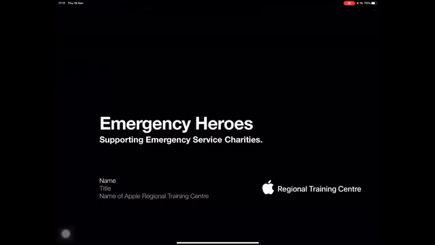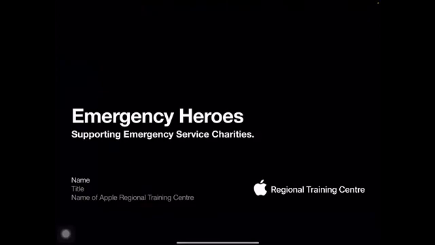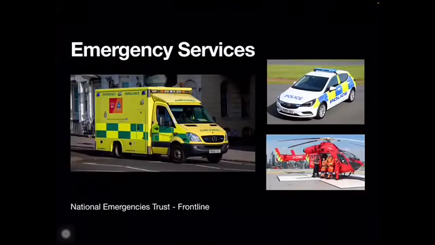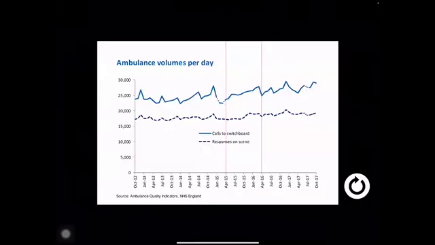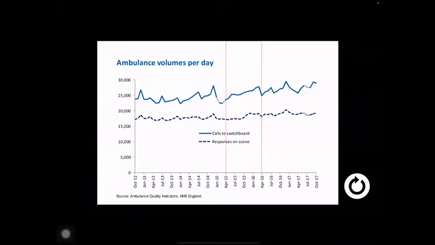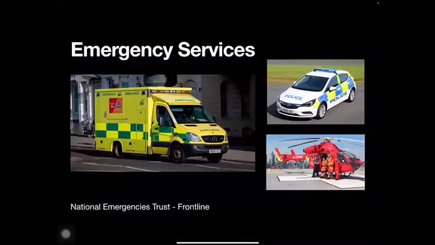Let's start on the first page. There we go. So in this example, emergency heroes, very relevant in the current situation. On page 1, you can see I've got three photos. If I click my ambulance photo, it goes straight to a data about ambulance volumes per day. And you will note that in the bottom right-hand corner, I've got a back button as well. So when I tap that back button, I'm back on my home screen.